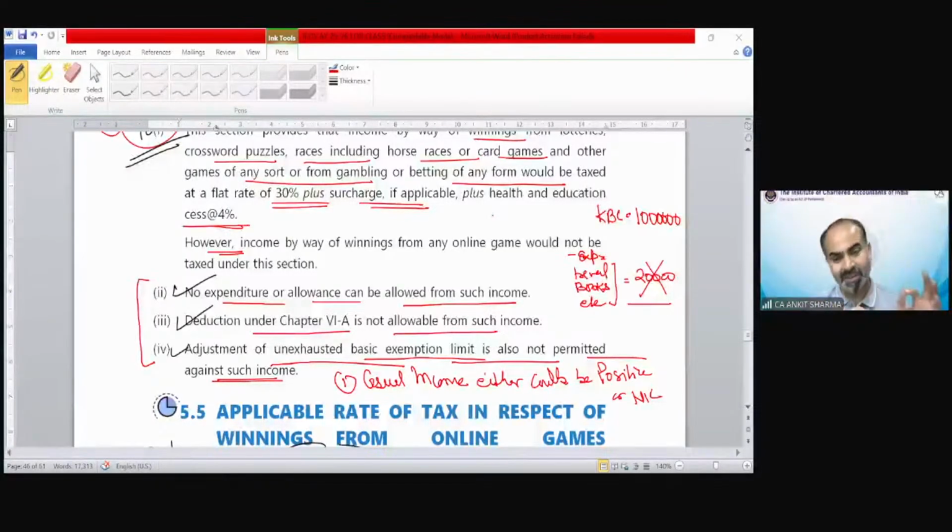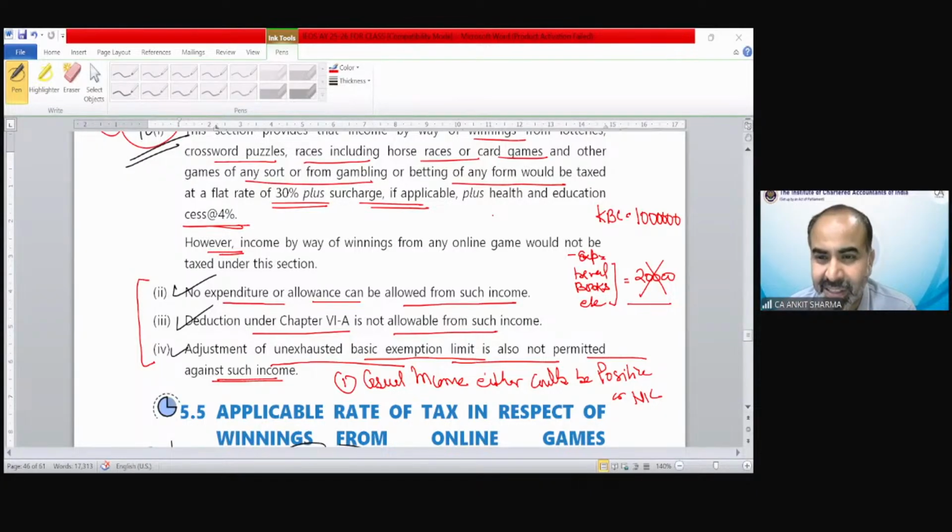Either it would be zero, like if I do not earn anything via casual income this year, my income would be zero. And if I won any lottery or any kind of casual income, then my income would be positive. Because you cannot reduce anything, there could not be a loss anyhow.